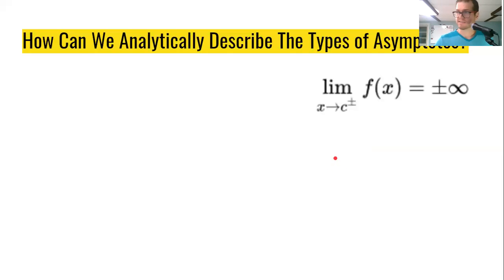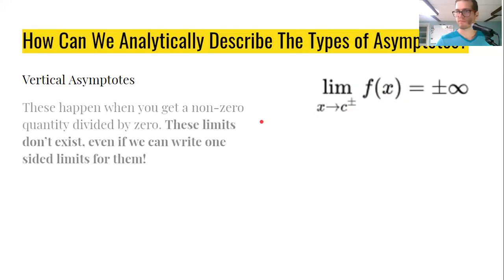All right. The next kind of asymptote we talked about are vertical asymptotes. When we deal with vertical asymptotes, you're typically seeing the limit as x approaches some constant, some finite number, from the left or the right of f of x, and it goes to positive or negative infinity. They also happen when you get a non-zero quantity divided by 0. They don't exist, even if we write one-sided limits for them.